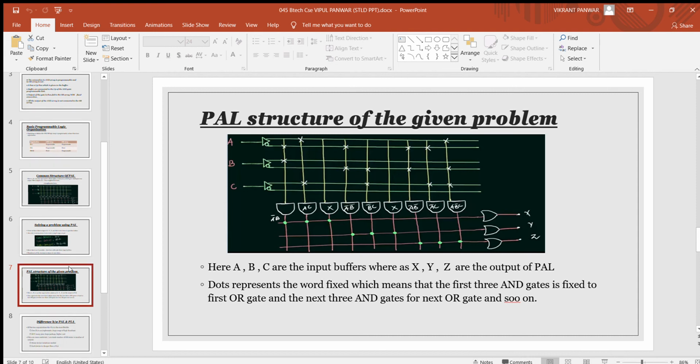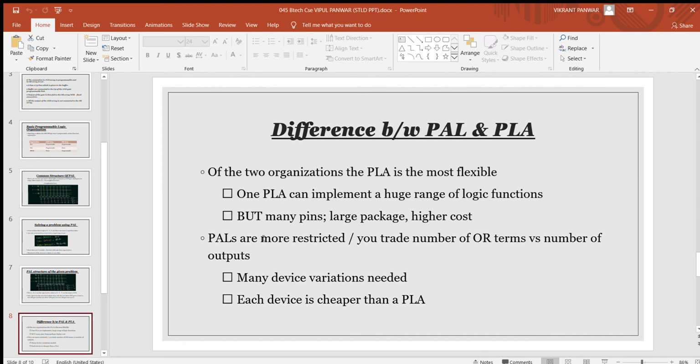OR gate. Coming on to the next slide, what is the difference between PAL and PLA? PLA is the most flexible. It is more flexible than PAL. Why is PLA most flexible? Because it can implement a huge range of logical functions in digital circuits. But the problem is, due to being most flexible, it has a larger package and many pins are involved, due to which its cost increases. Whereas PALs are cheaper because the structure is simplest, since only the AND array is programmable and the OR array is fixed.